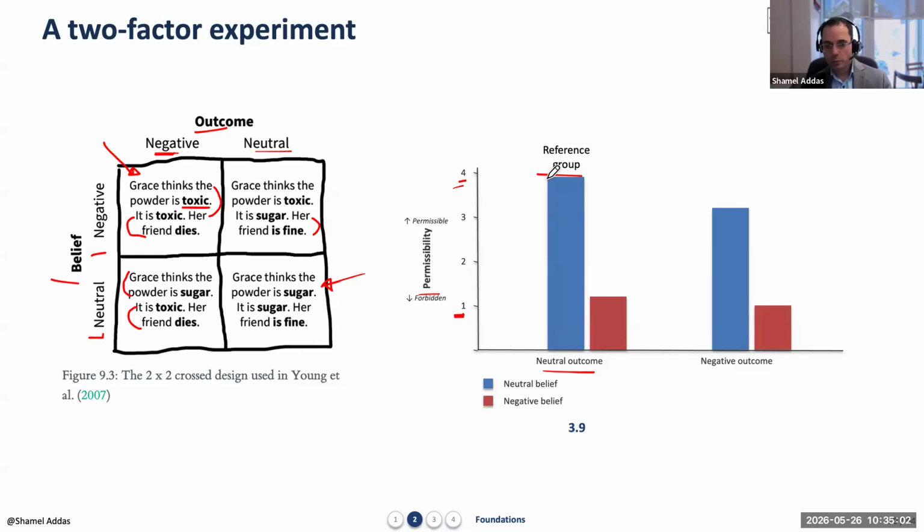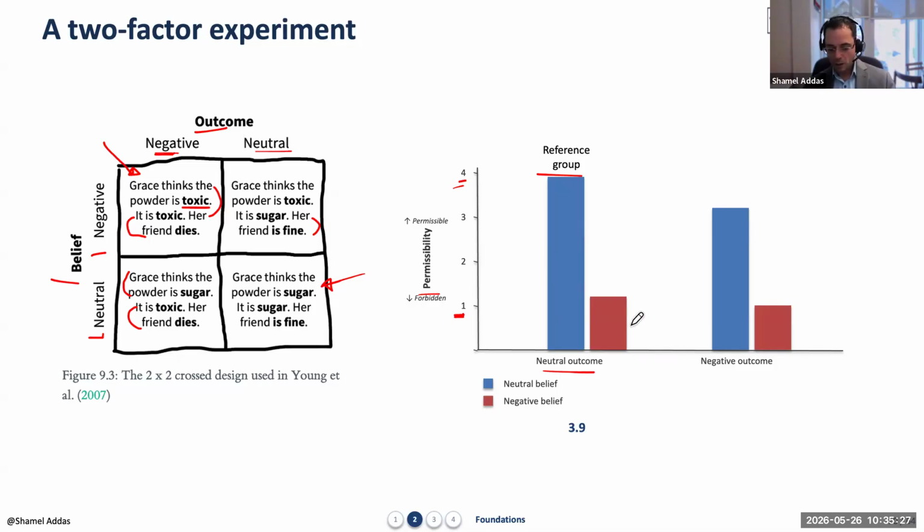Not surprisingly, this is a very unsurprising result: if the belief is neutral, outcome is neutral, most people will score close to 4 because that's permissible, right? You think it's sugar, you give the sugary drink, or the powder, to your friend, and she drinks it, and she doesn't die because it's sugar, right? So that's fine. You get close to 4.